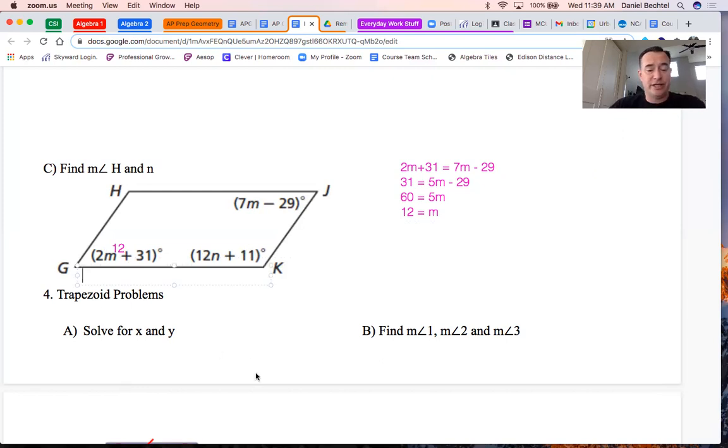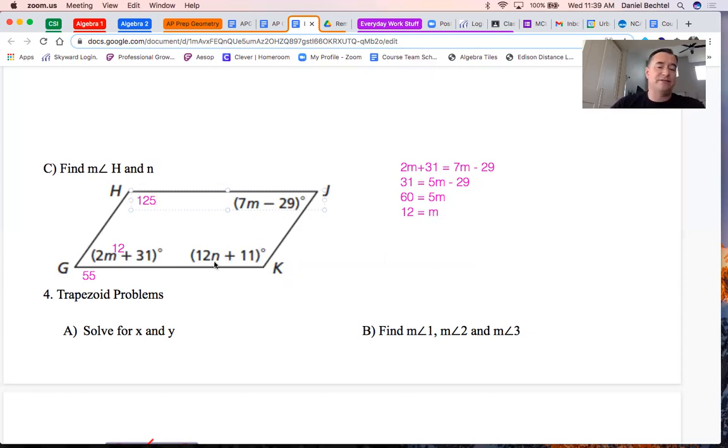So if this angle G is 55 degrees, then I have to take from 180 to get what this angle K is going to be. The angle, actually, I can take from 180 to get what this angle H is going to be, because that's one of the things that we have to find. So 180 minus 55 is going to be 125. So angle H is 125 degrees, solid.